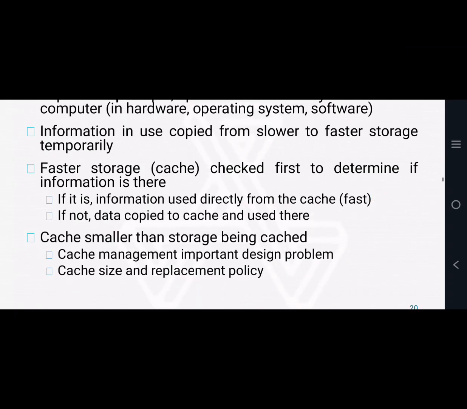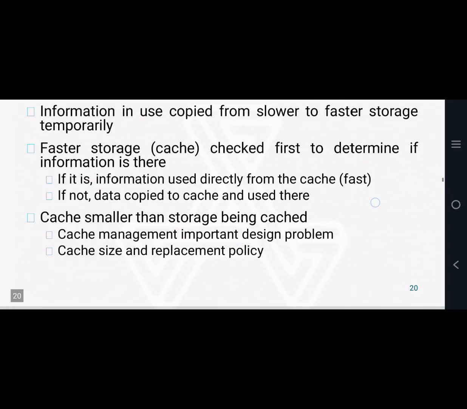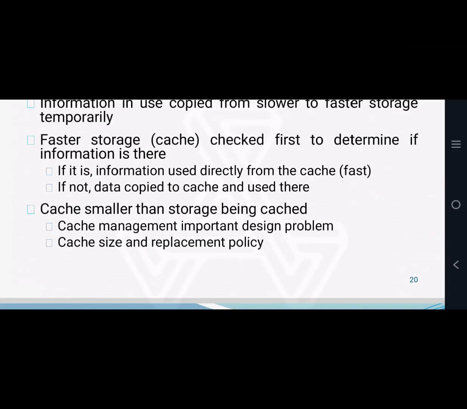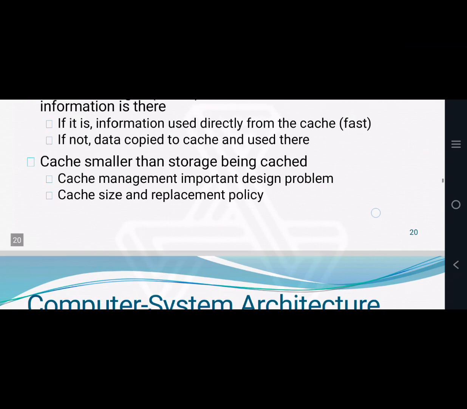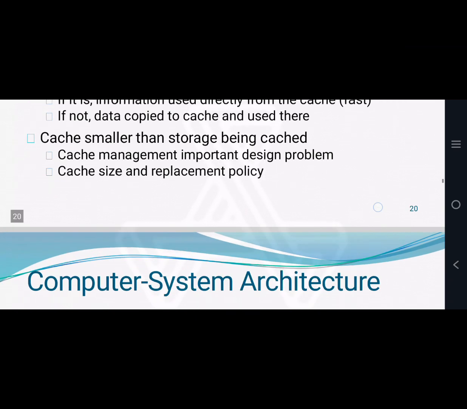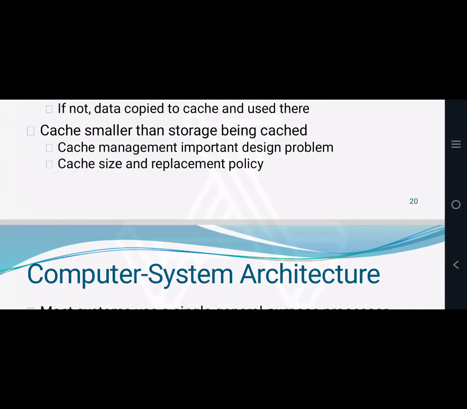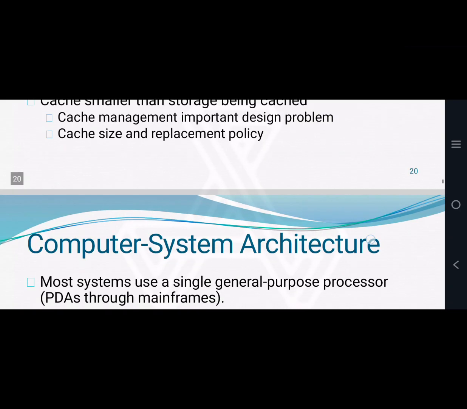The faster storage, the cache, is checked first to determine if the information is there. If it is, the information is used directly from the cache, which is fast. If not, the data is copied to the cache and used there. The cache is smaller than the storage being cached. Cache management is an important design problem: cache size and replacement policy.